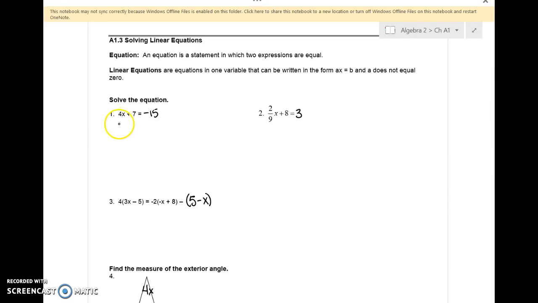Okay, so you'd start by subtracting 7 on both sides. That would give you 4x equals, what is negative 15 minus 7? Negative 22.